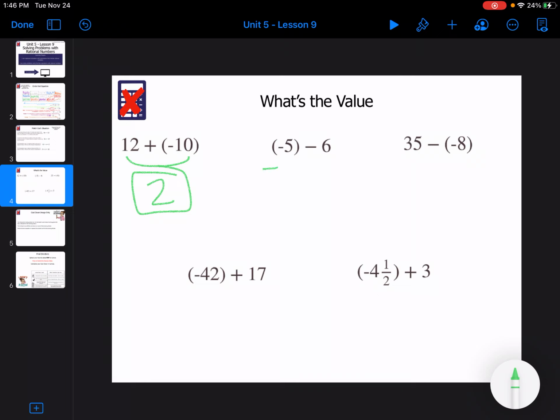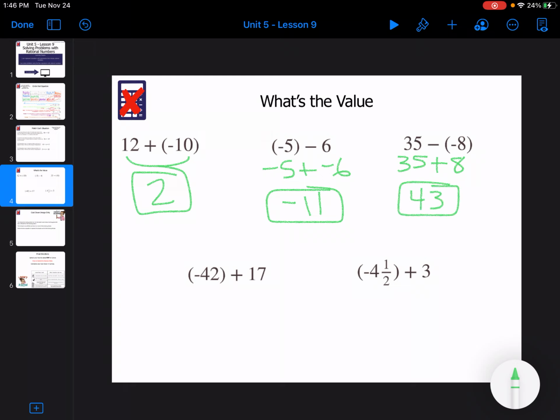So for this one, I'm going to add the opposite. My signs are the same, so I'm going to add and take the sign of both numbers. For this one, I'm going to add the opposite. And then I'm just going to add it straight up because they're both positive. So I end up with 43.